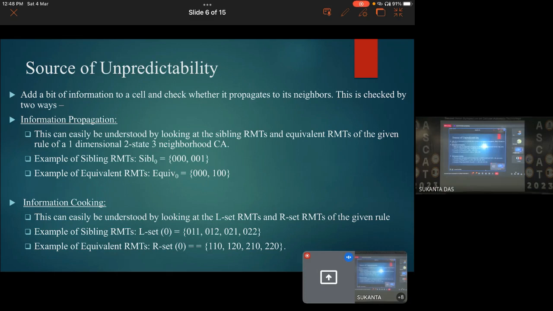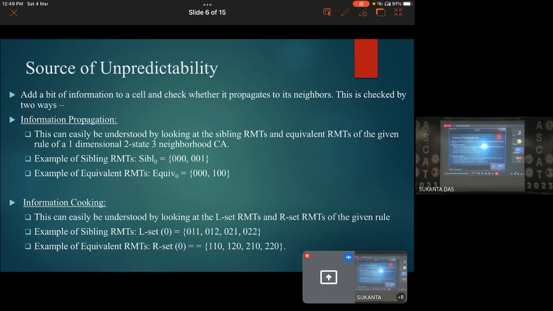So as I said, we were adding a bit of information to a cell, right? And then we were checking whether it propagates to its neighbors. Now based on this information flow, we have divided the flow into two parts. One is information propagation, another one is information cooking. For information propagation, we will change only one bit of information in a cell, and it needs to be mentioned that we are taking a three neighborhood CA.